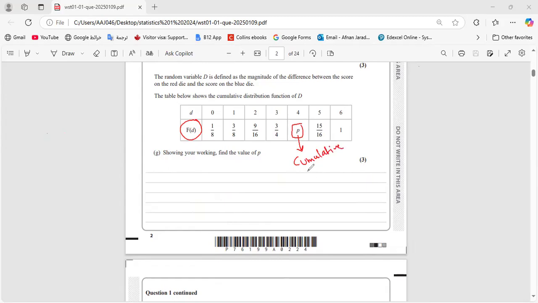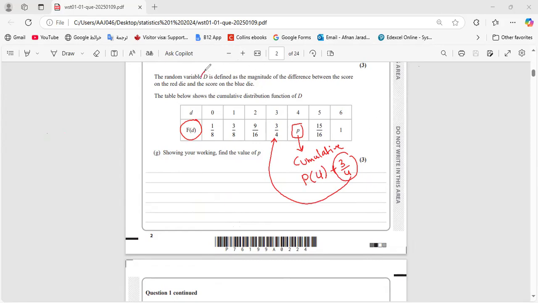Cumulative, so I need to find the probability of 4 plus 3 over 4, because it's cumulative, 3 over 4, which is this one, okay? The cumulative, the probability of 4 plus the cumulative of 3. How can I find the probability of 4?